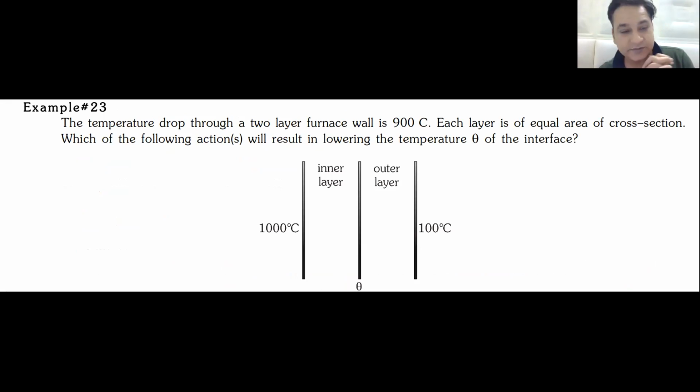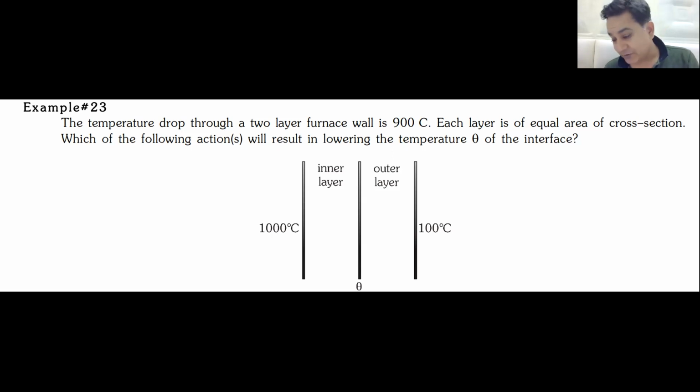Example number 23 comes. The temperature drop through a two-layer furnace wall is 900 degrees Celsius. As you can see, 1000 is on one side and you have 100 degrees on the other side. Each layer is of equal cross-section area. Which of the following actions will result in lowering the temperature theta of the interface? You understand the interface? Interface is the in-between layer. Do you understand this? Yes or no? Yes, sir.